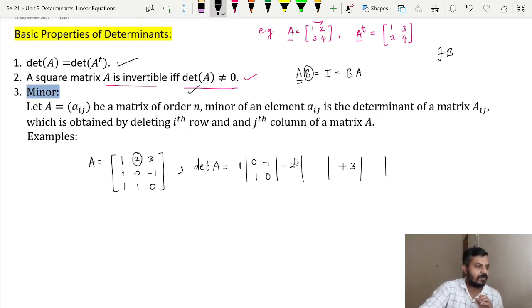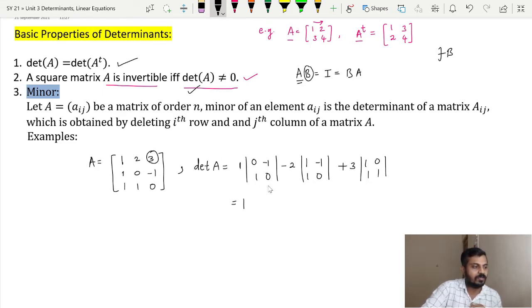Now in this case, what matrix should I write here? You can see that we delete the first row and second column, because the position of this entry 2 is in the first row and second column. Whatever entries are left, I will write: 1, minus 1, 1 and 0. Next, plus 3. Now again delete the first row and third column in this case. What is left out? 1, 0, 1, 1. Now simply go on solving, which is equal to 1.